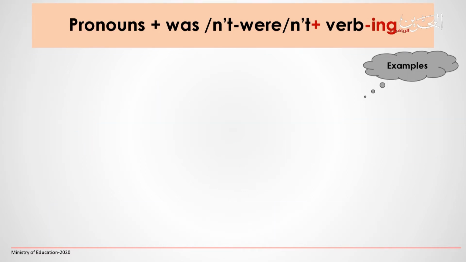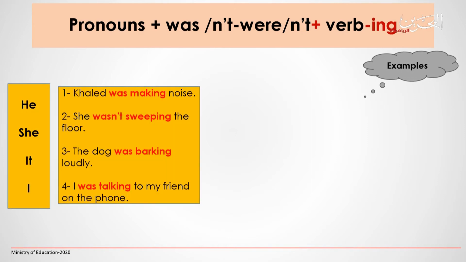Now we are going to have some examples using this form. I am going to start with was or wasn't. Number 1. Khalid was making noise. Number 2. She wasn't sweeping the floor. Number 3. The dog was barking loudly. Number 4. I was talking to my friend on the phone.